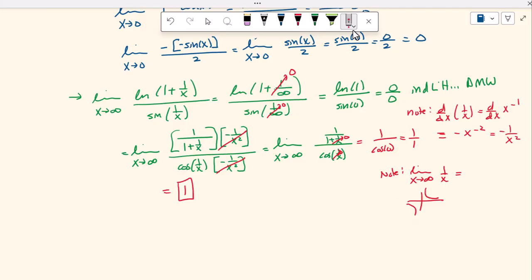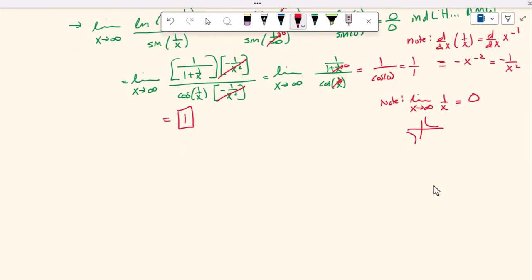A couple things to think about. If the numerator is fixed, like the number 1 is fixed, and the denominator is increasing without bound, that fraction is getting closer and closer to 0. So there's a couple things to think about there.